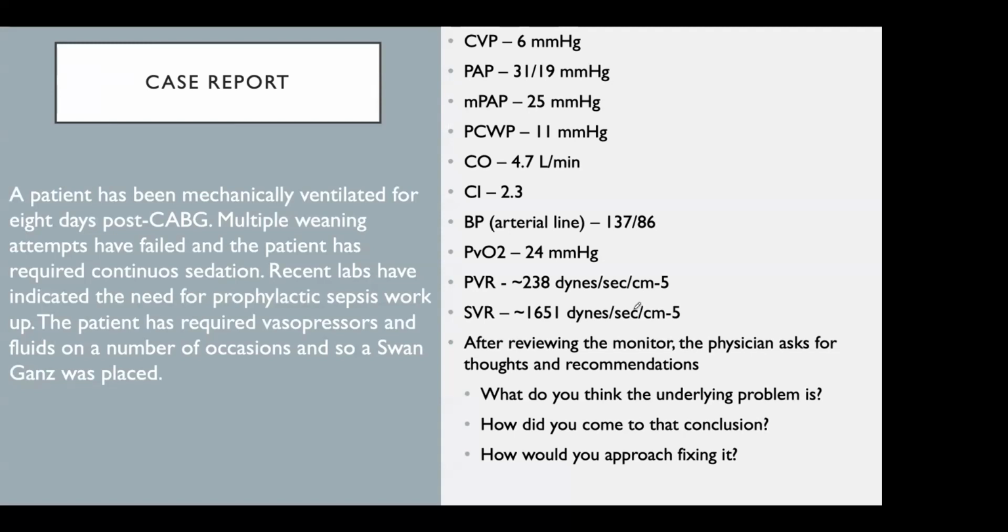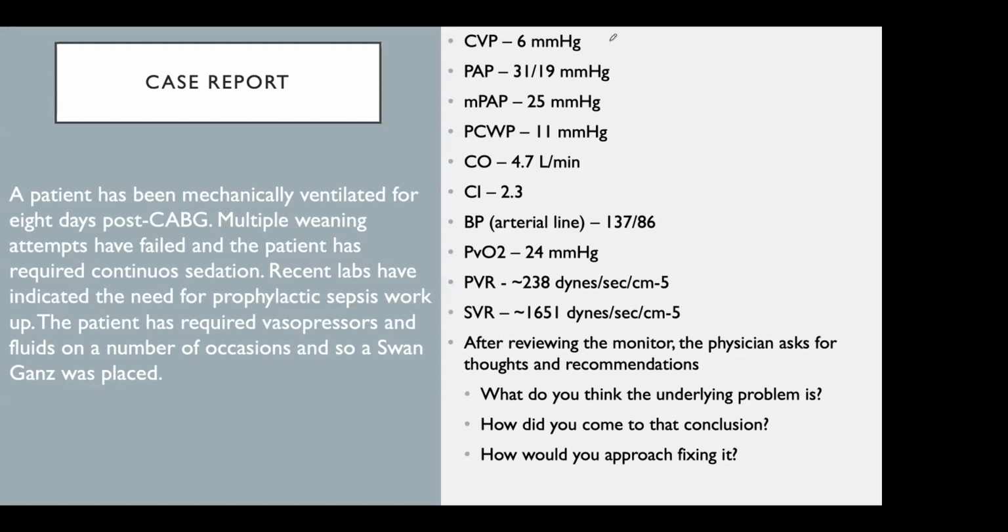Our PvO2 is 24 millimeters of mercury. You know what I mean when I say we have a PvO2, right? We've drawn distal. Pulmonary vascular resistance is running you 200, 400-ish, give or take, depending on your measurements. And SVR is going to run you about 1400 to 1600-ish as well. After reviewing the monitor, the physician asked for thoughts and recommendations. So what do you think the underlying problem is, really?